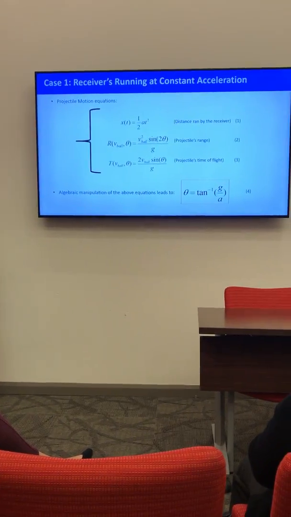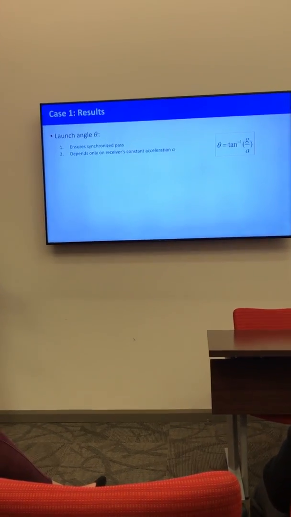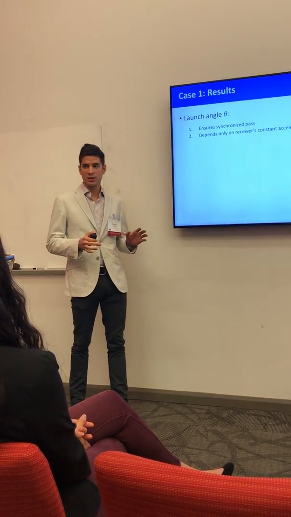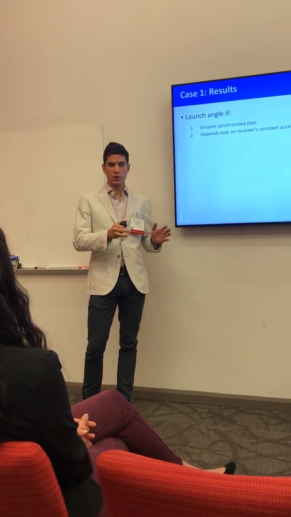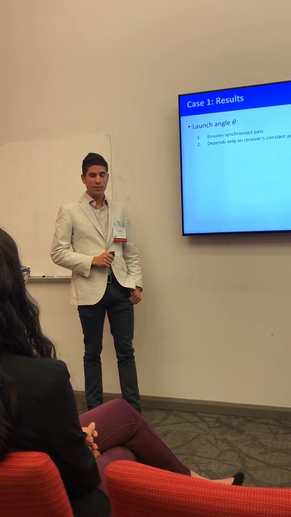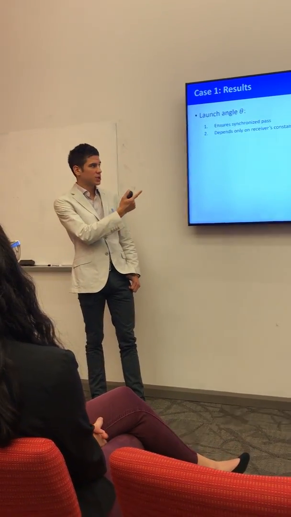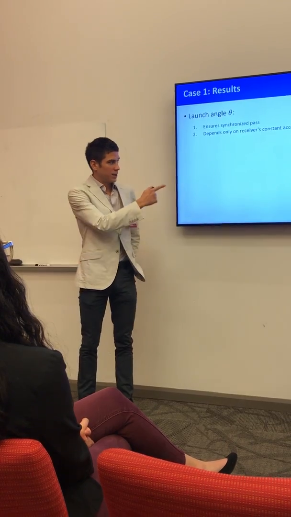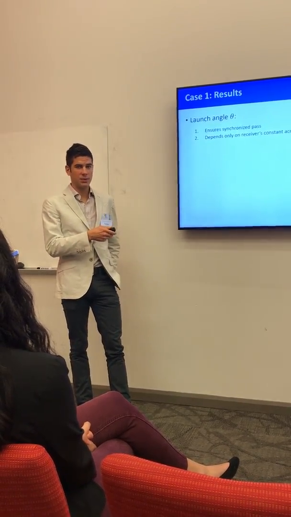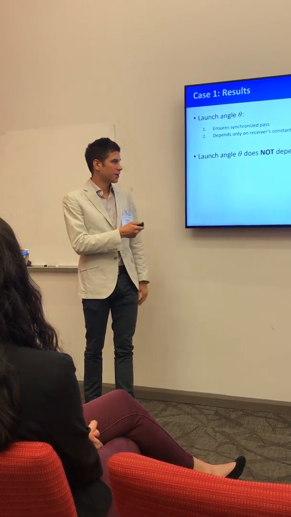So what is the angle theta? It's, let's say, a magic angle that always ensures a synchronous pass. When the ball is launched at angle theta, the ball will always be delivered to the receiver. It only depends on the receiver's constant acceleration, which can be seen from the equation, and that's A. So it does not depend on how fast the ball is thrown. And that's one really important part.